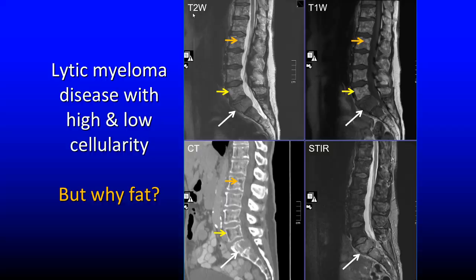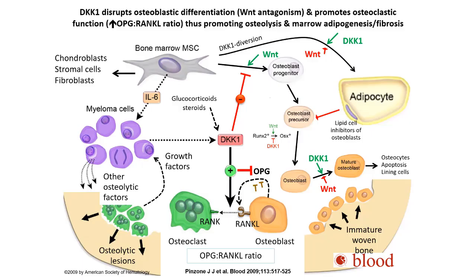Why does that happen? Here's another patient. Here you see there are several lytic lesions. Some are full of fat and some are full of cells. So this lesion here is full of cells, but this lesion is an osteolytic lesion. It's full of fat. Osteolytic lesion, full of fat. Yeah. So both happen at the same time.